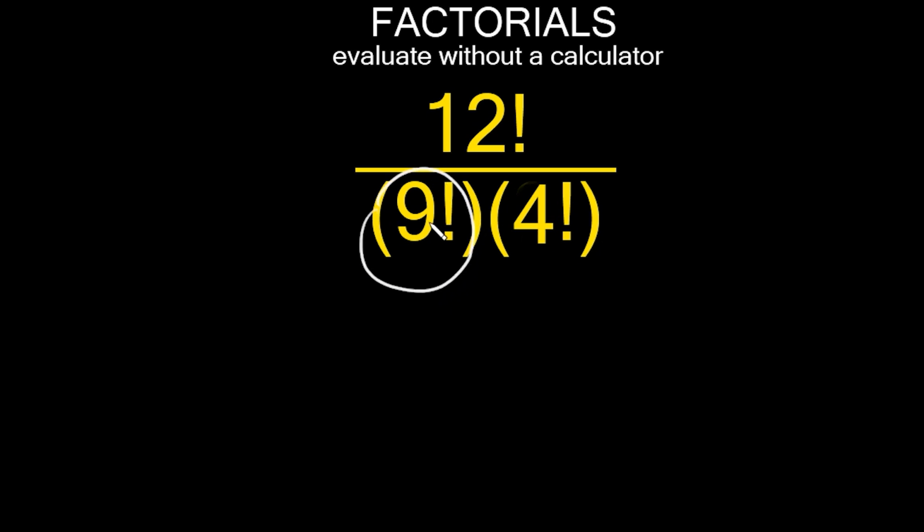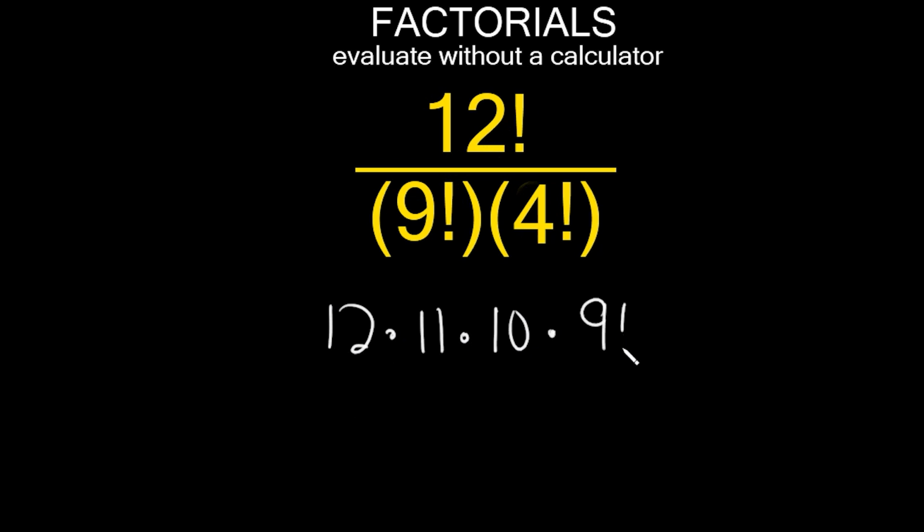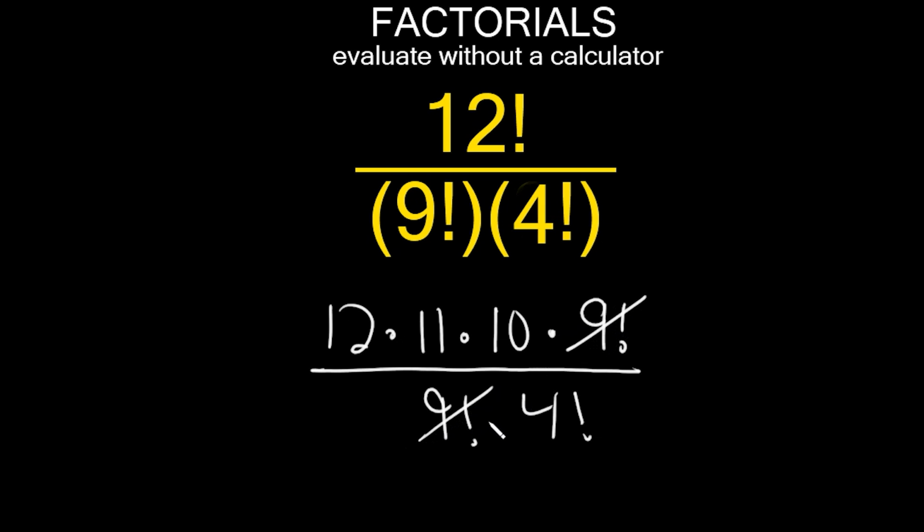So what I'm going to do is get rid of that 9 factorial by expanding out this 12 factorial until I get to 9. So for example, let's go ahead and write it out. 12 times 11 times 10, and now I'm here at 9. I'm going to write it as 9 factorial, okay? All over 9 factorial, and then times 4 factorial, okay? So the 9 factorials will cancel out, so this will cancel and this will cancel.